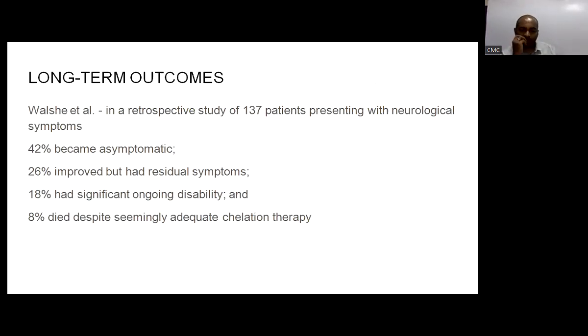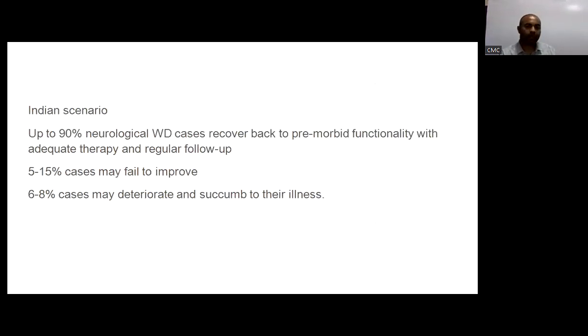Long-term outcomes: 42% can become asymptomatic, 26% can improve with residual symptoms, 18% can have long-term disability, and 8% mortality can be there. In the Indian scenario, 6 to 8% can have mortality.